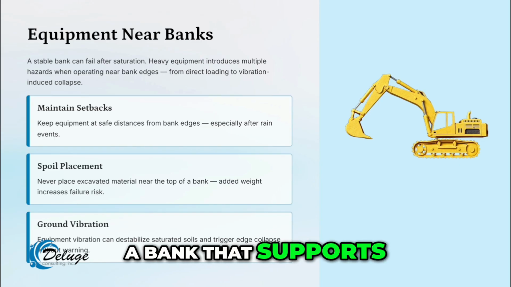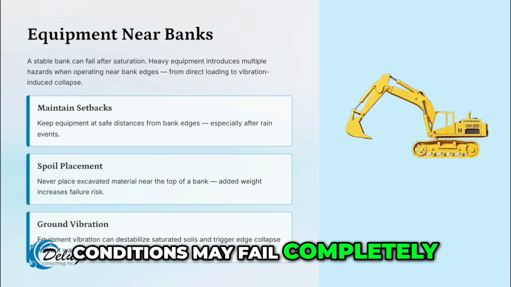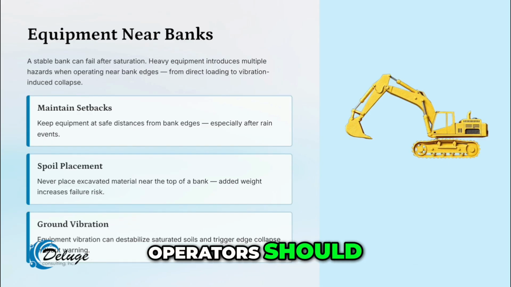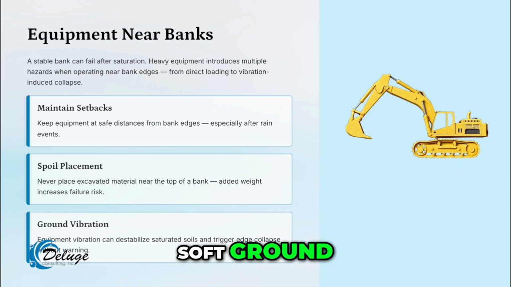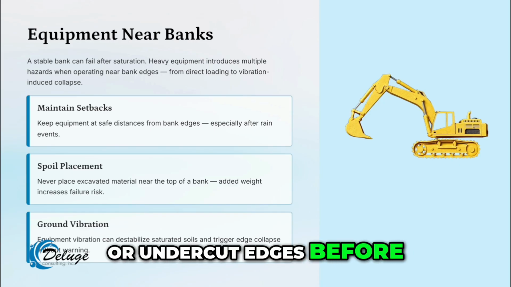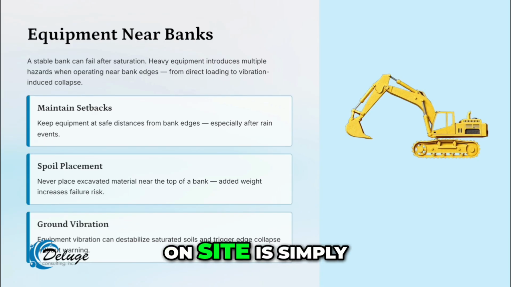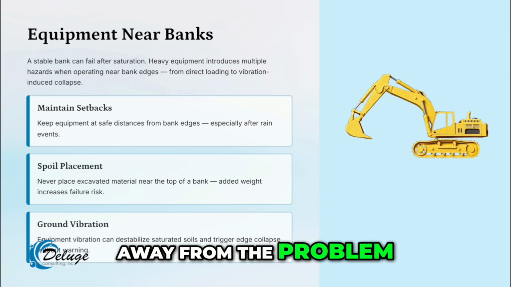A bank that supports equipment perfectly during dry conditions may fail completely once moisture enters the soil. Operators should watch for tension cracks, sloughing, soft ground, or undercut edges before approaching banks. Sometimes the safest decision on site is simply backing the equipment farther away from the problem.